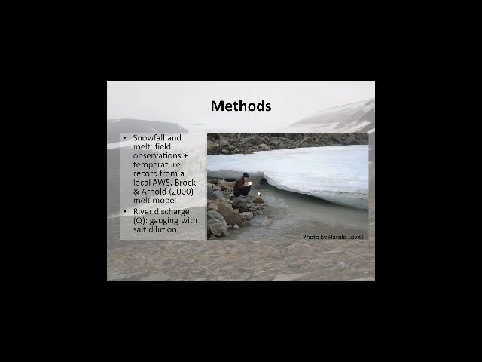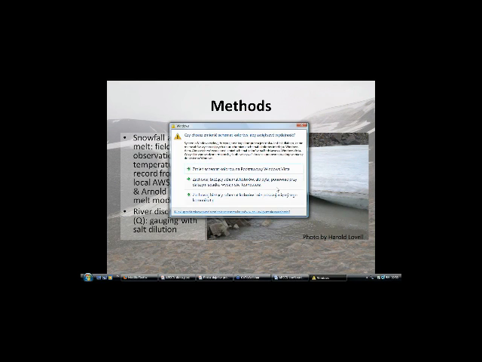That's how the salt dilution gauging looks like. Some salt is dissolved, and then the lower the concentration of salt, the more water is flowing through a cross section. I'm just writing down conductivities in there. Other data was just field observations of when the snow and rainfall was happening, melt modeling of energy balance type, and as I said, river discharge gauging.